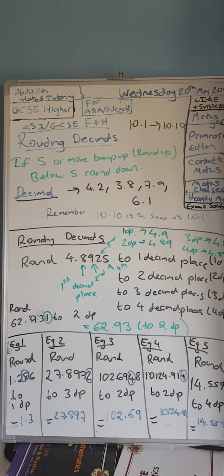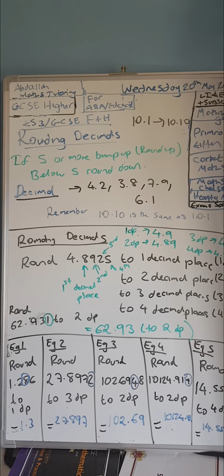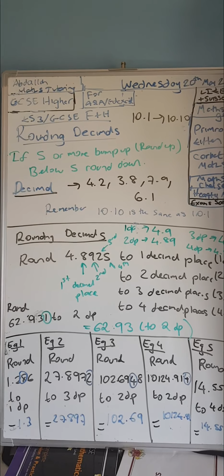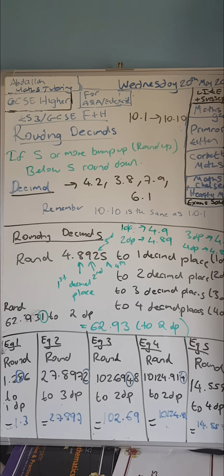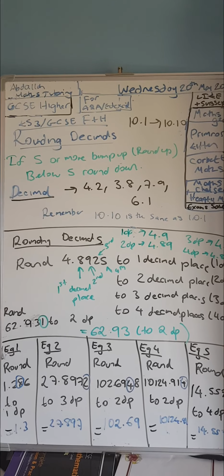Right guys, in today's video we're going to be looking at rounding decimals. So I'll be talking through briefly what is meant by rounding decimals, and we'll be looking at 5 examples, or 6, 7 in total, and just talking you through that.